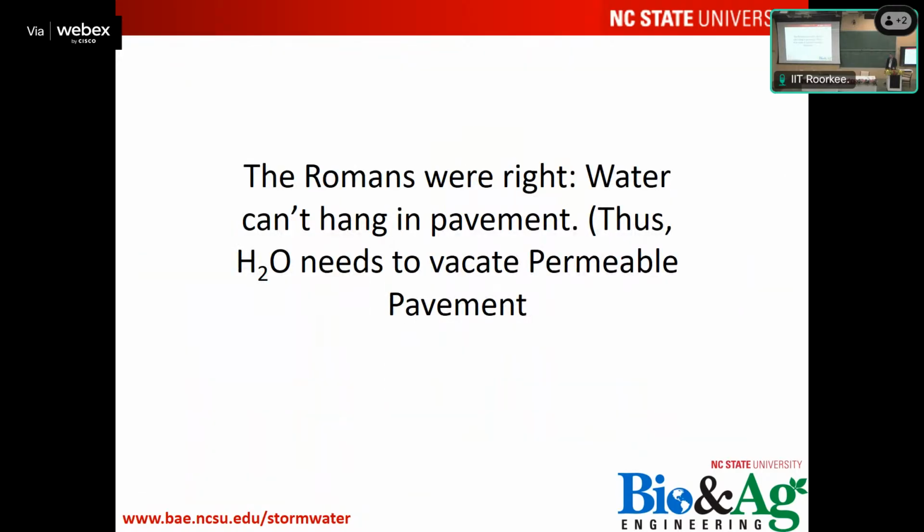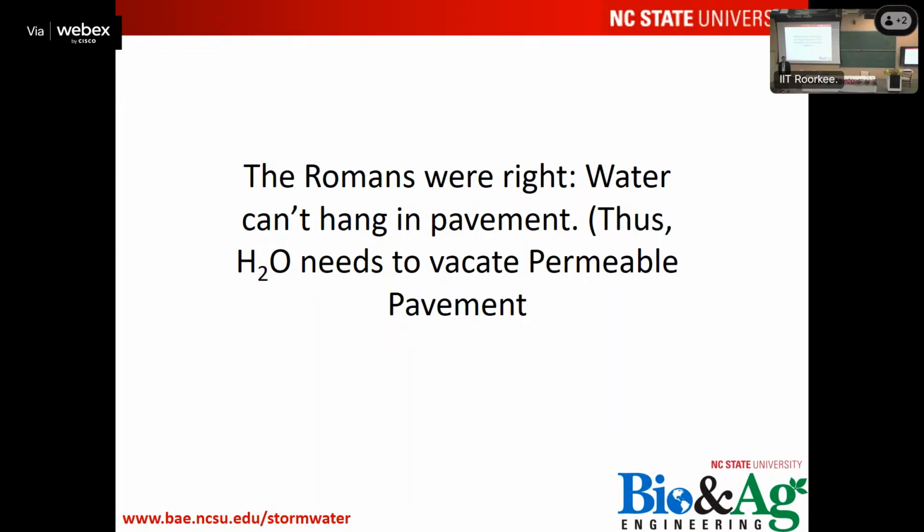All right. Now, therein lies a bit of a challenge. And the challenge is, if I'm telling you that we want permeable pavement, what does the word permeable pavement convey? What does that mean? If someone says, I want permeable pavement, how's that different from standard pavement? How's that different from Roman pavement?